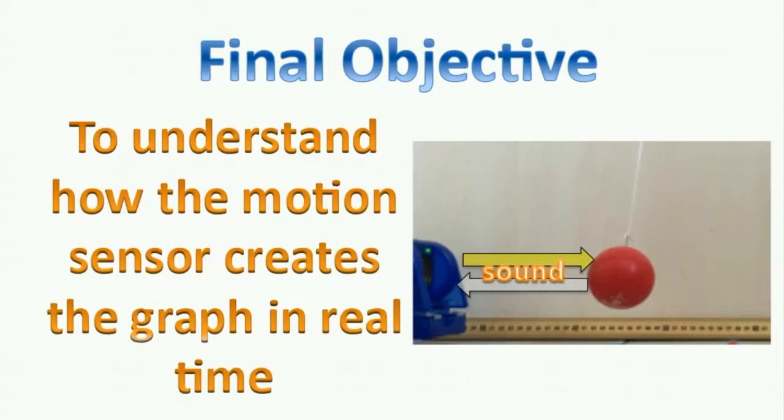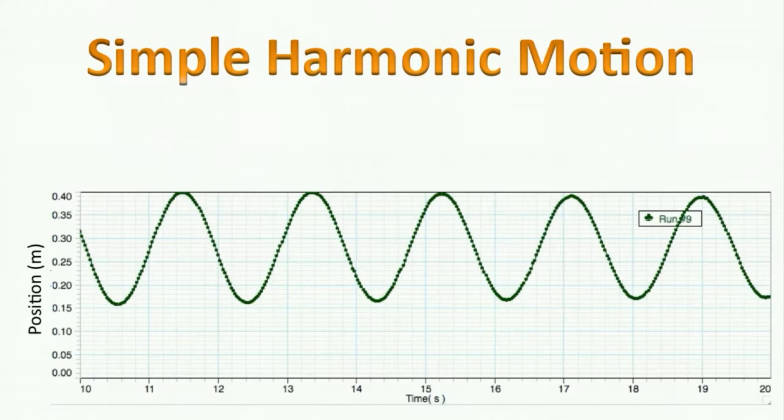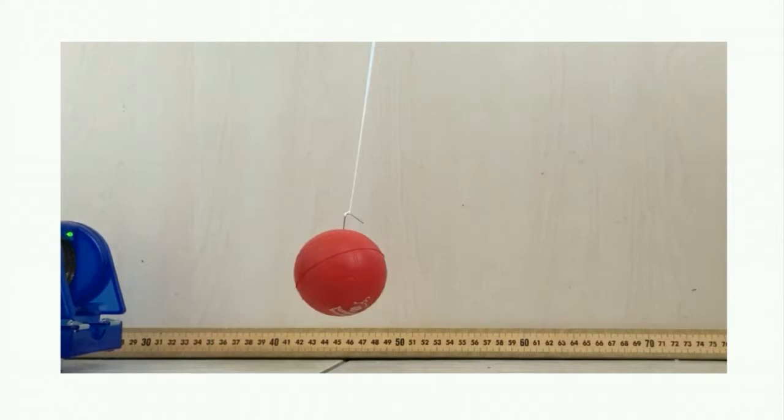Our final objective will be to understand how the motion sensor creates the graph in real time. There's a hint. Sound is involved. And so, our primary objective, to study simple harmonic motion. This graph represents simple harmonic motion. To understand this graph, we will look at the position of the pendulum at different points in time.